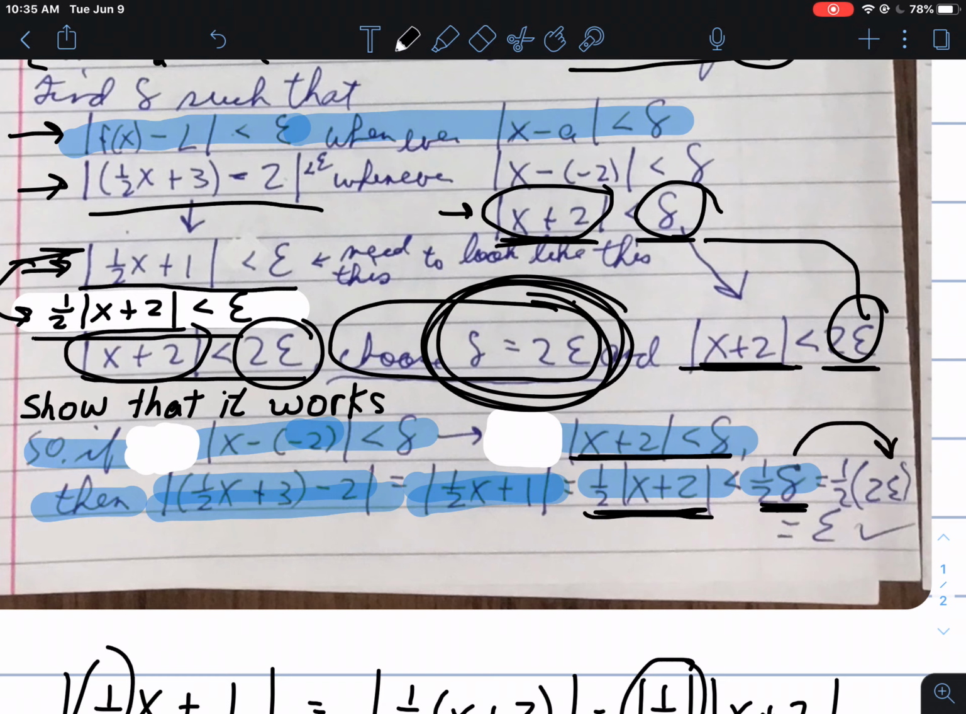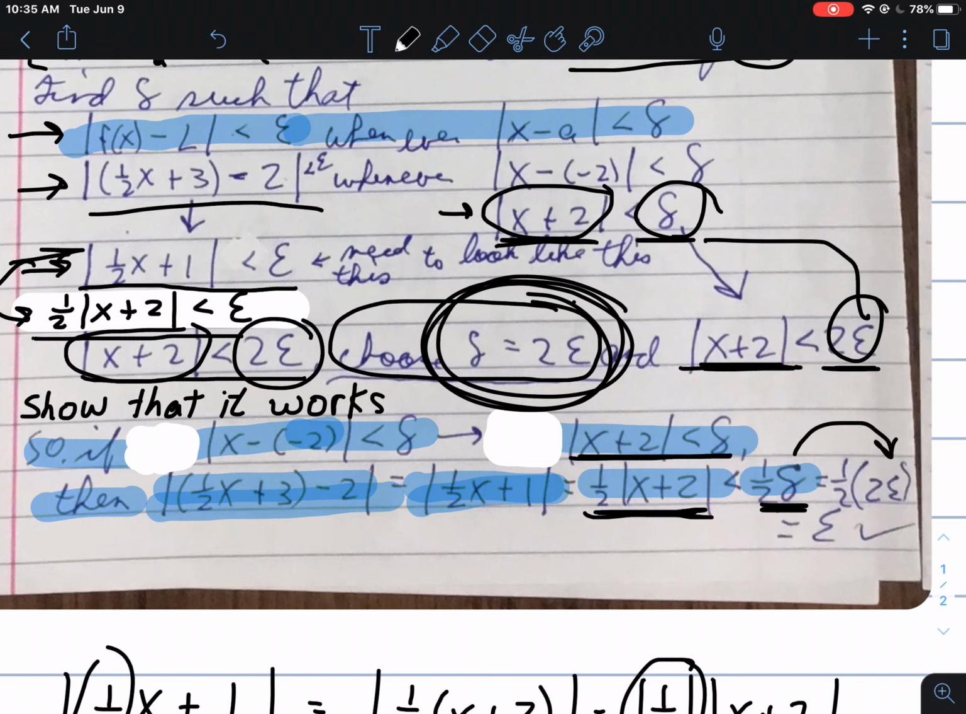All right, so here's another example. Let's see if we can make a little more sense of this one. So we're looking to prove the statement using the epsilon delta definition of a limit, that the limit as x approaches 10 of 3 minus 4/5 x is -5.